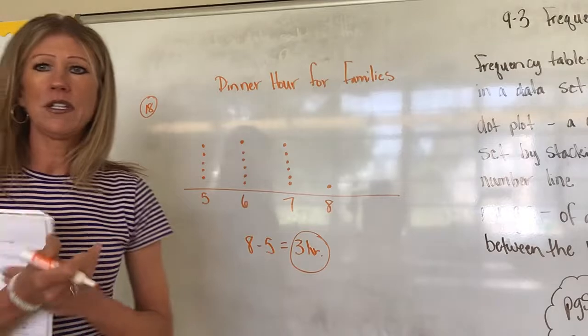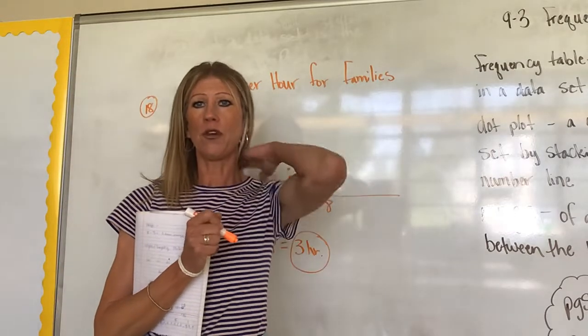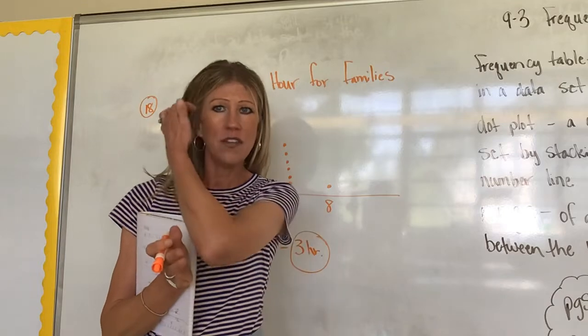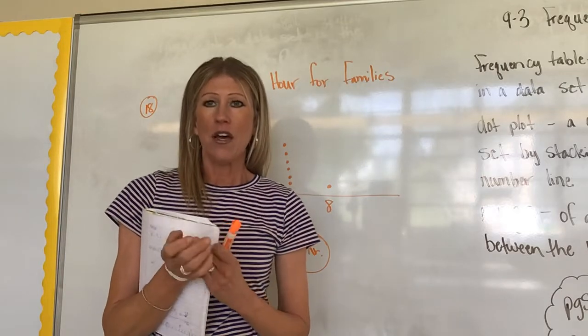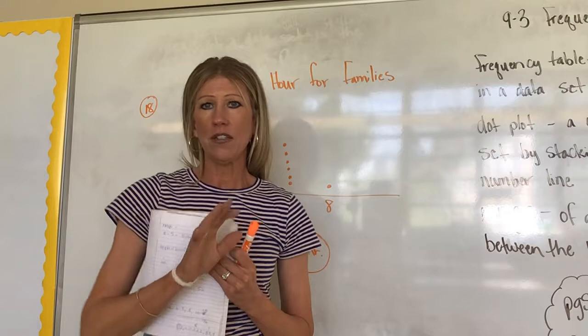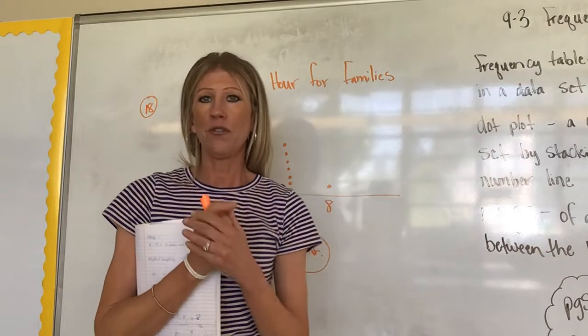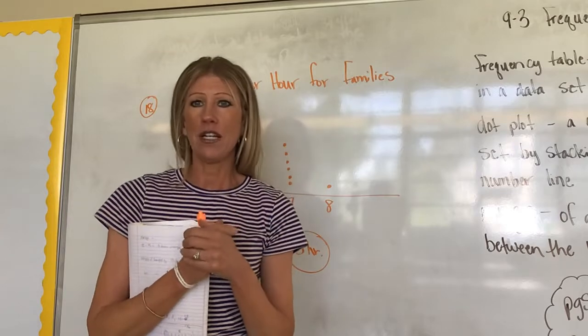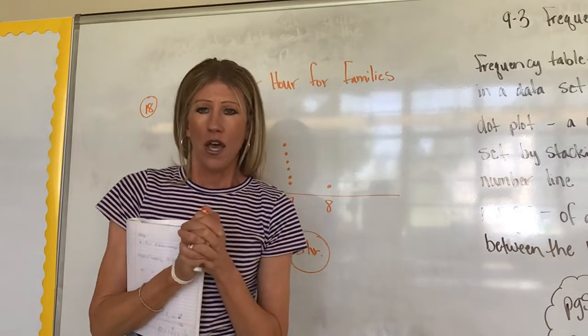Finding a range is really simple. You're just going from the greatest value and subtracting the least, and that's giving you the range for that data. Super easy, just scan through and look for the highest value, subtract the lowest from that, and you get the range of that data.